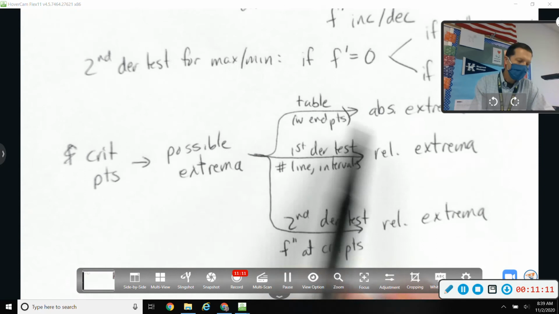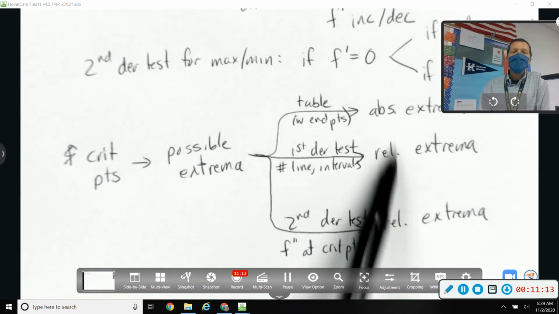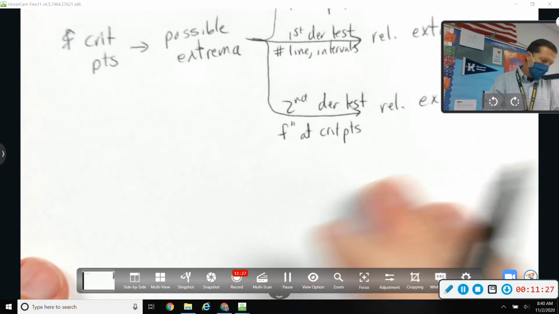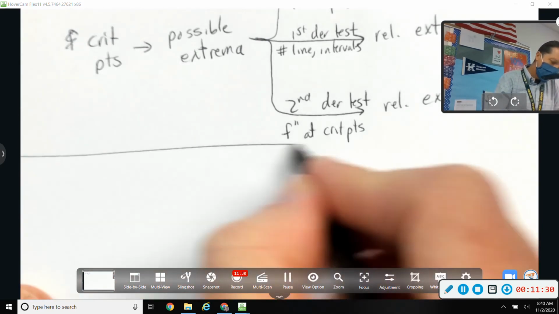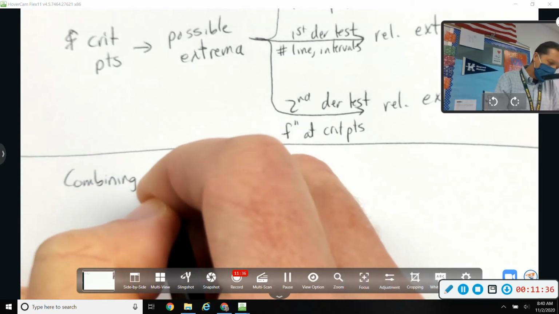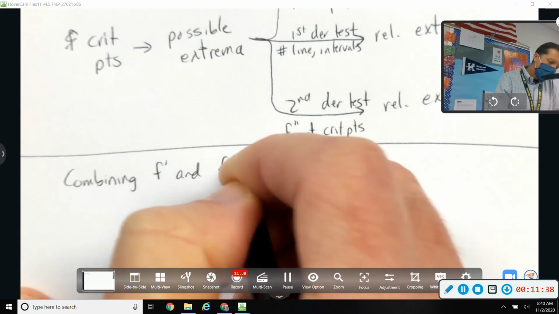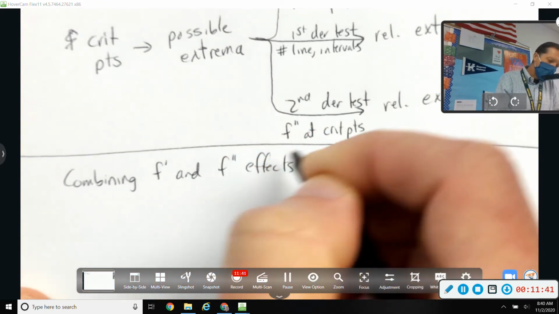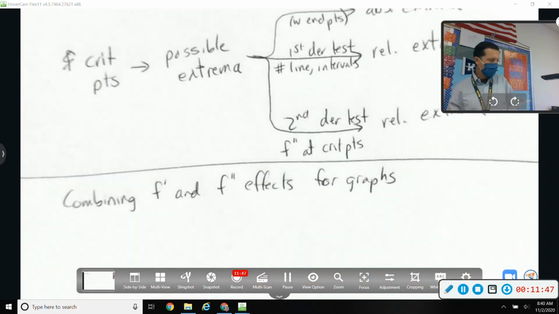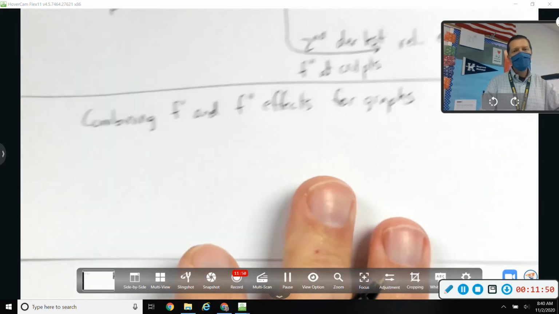So again, there's a whole bunch of questions that are covered in that one little flow chart there. Questions on anything so far? And then lastly, we didn't call it this, but we did this: combining f prime and f double prime effects for graphs. Table and summarize.